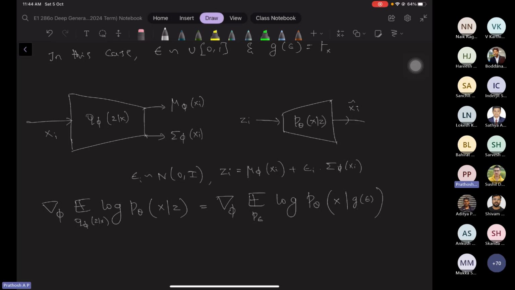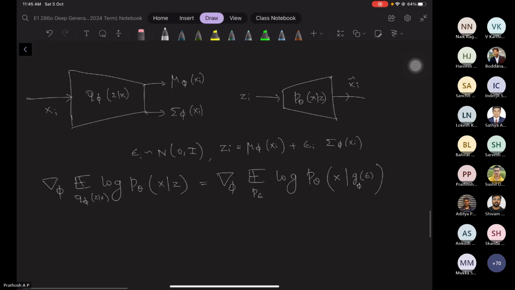Strictly speaking, no, this g function is a function of phi now, because look at this, it has mu phi and sigma phi. It's parameterized by phi. Now the question is, we got rid of the dependency on phi, right? This expectation can now be equal to 1 over m, if we sample m samples of epsilon, the sum over j from 1 through m of log of p theta of x given g phi of epsilon j.